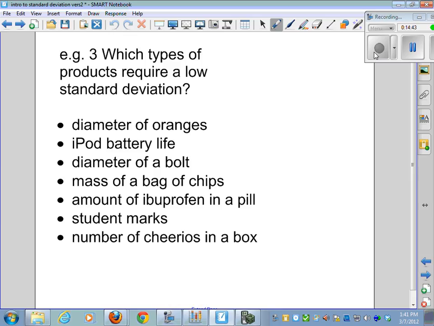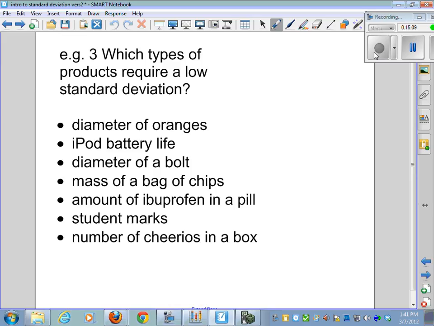Does it matter if you buy a box of oranges and some are tiny and some are big? You buy for the weight, so it doesn't really matter. Okay. What about iPod battery life? Do you want your iPod battery to be pretty much the same as everyone else's? Yeah, because if you buy one and yours only lasts an hour and someone else's lasts 2 days, you want them to be consistent.